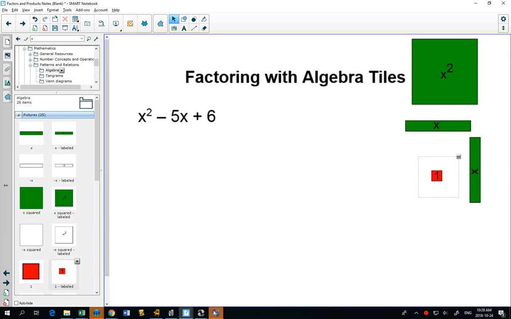So you can factor with algebra tiles. The thing is, what you have to do is you have to take what you've got. So, oh, I need some minus x ones. All right, one second.